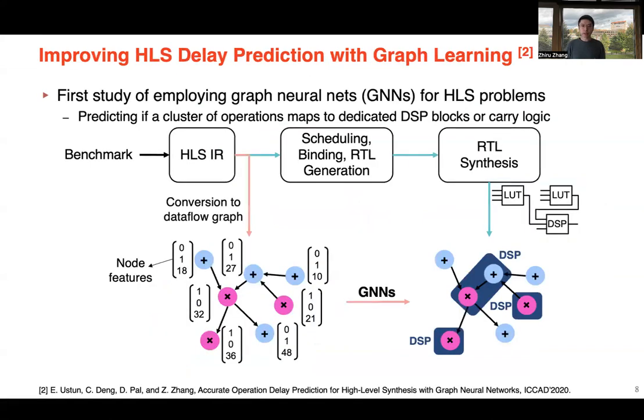So this observation has led to another work that's published at ICCAD 2020. This is where we did the first study of applying graph learning to HLS. Specifically, we focus on predicting whether a cluster of operations mapped to a dedicated DSP block will carry circuitry or soft logic using lookup tables.